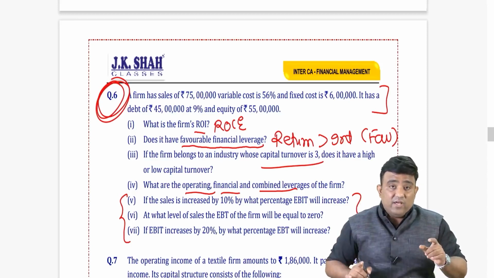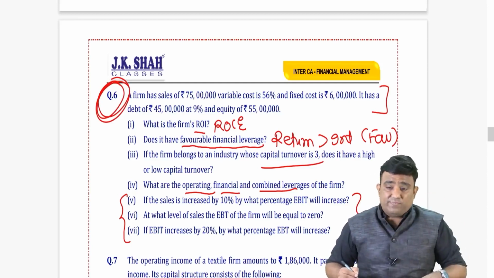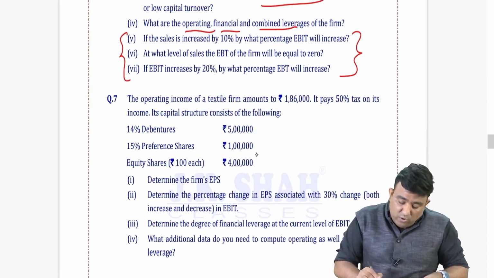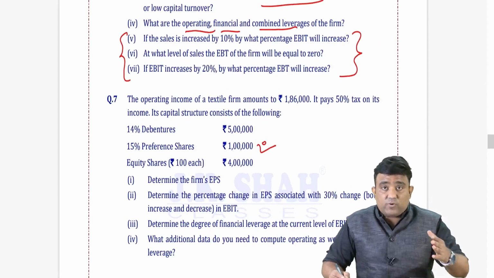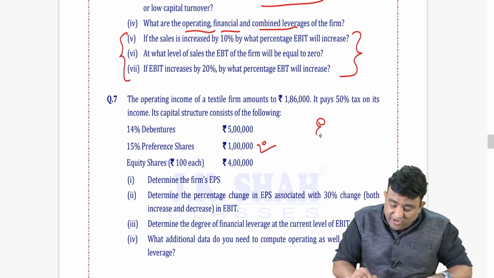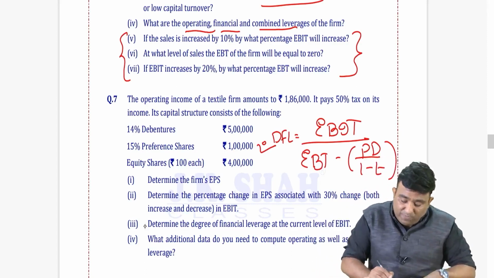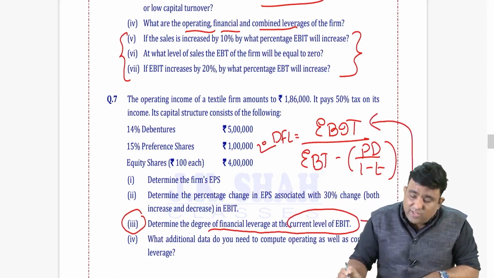So don't panic. Whether we apply the analytical formula or the mathematical concept, both of them are equally acceptable. Question number 7. Student, this is the first question where you are going to tackle the preference dividend issue. The first 6 questions have no preference dividend. And whenever preference dividend is there, combined leverage and financial leverage will have a concept of PD upon 1 minus T. This is DFL, degree of financial leverage. To make it a point, when you calculate point number 3, degree of financial leverage at current level, the formula which you are going to use is this.